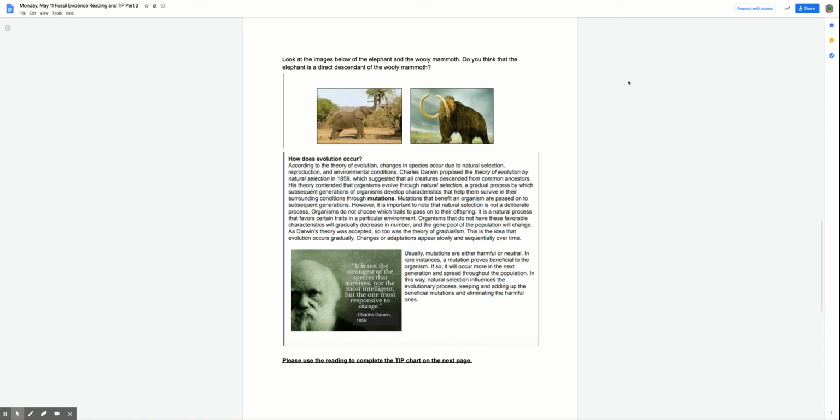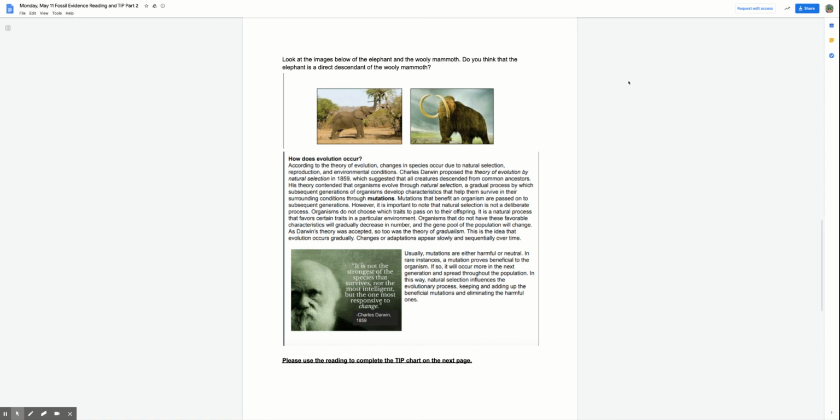from common ancestors. His theory contended that organisms evolved through natural selection, a gradual process by which subsequent generations of organisms develop characteristics that help them survive in their surrounding conditions through mutations. Mutations that benefit an organism are passed on to subsequent generations. However, it is important to note that natural selection is not a deliberate process. Organisms do not choose which traits to pass on to their offspring. It is a natural process that favors certain traits in a particular environment.